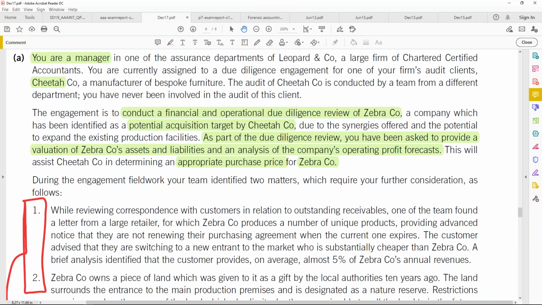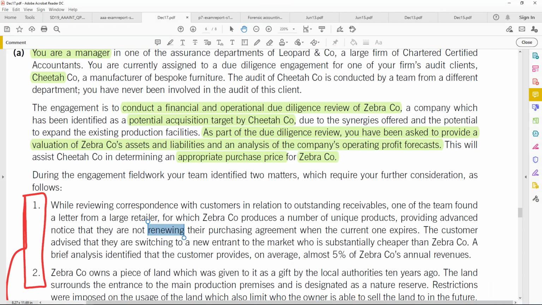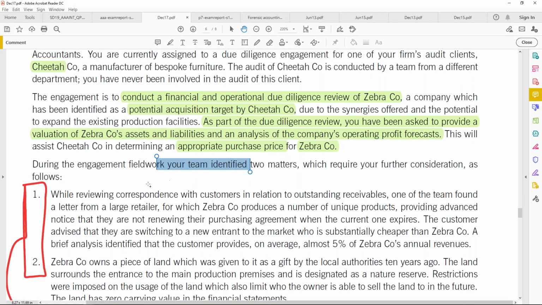During the engagement fieldwork, you have identified two matters which require further consideration. Two matters, matter number one and matter number two. Now, when you're reading matter number one and two, keep in mind your scope. Your scope is valuation of the Zebra assets and liabilities, and analysis of the company's operating profit. Profit historical or profit future? The fair value of the net assets and an analysis of the company's operating profit forecast, future profits, right?